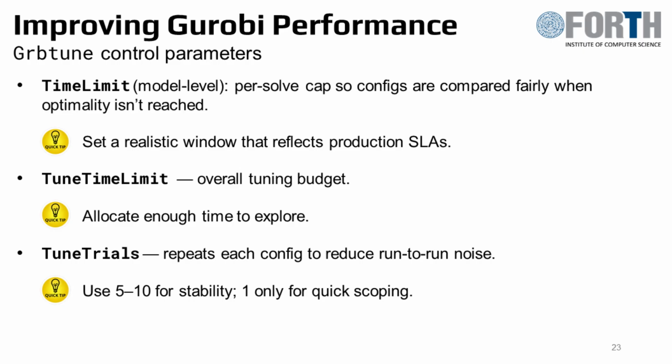Next, we have tune time limit. This is the overall tuning budget, while time limit controls how long each individual solve may run. Tune time limit controls how long the entire tuning process is allowed to explore alternative configurations. Another key parameter is tune trials. This determines how many times each configuration is tested. Since MILP performance can vary slightly from run to run due to heuristics and parallelism, repeating configurations reduces noise. For serious tuning, using 5 to 10 trials provides more stable comparisons. A single trial is acceptable only for quick exploratory tuning.